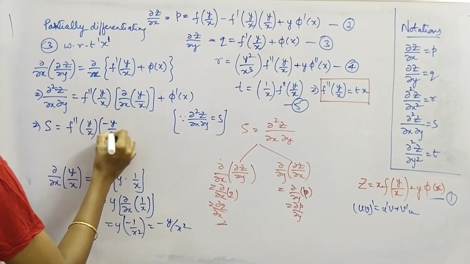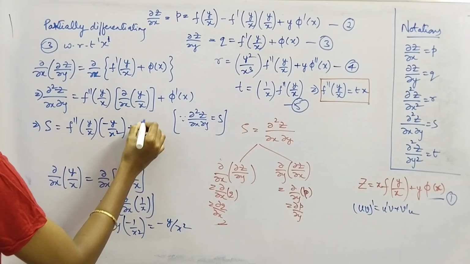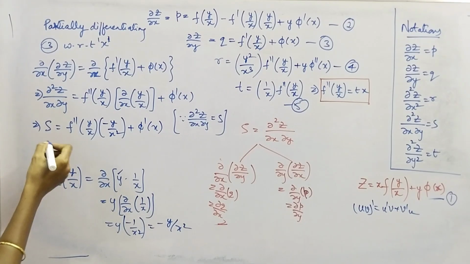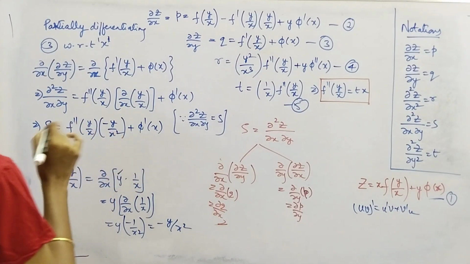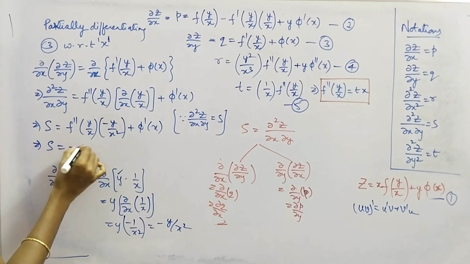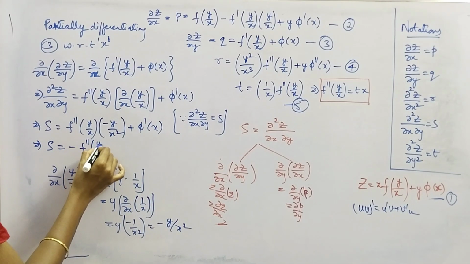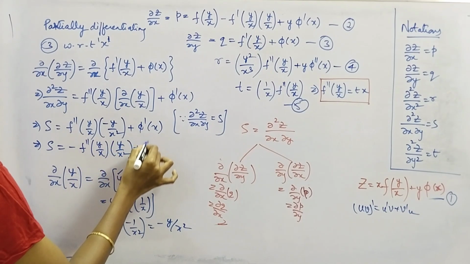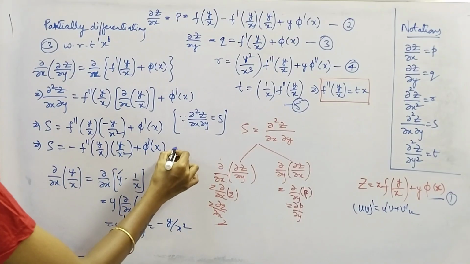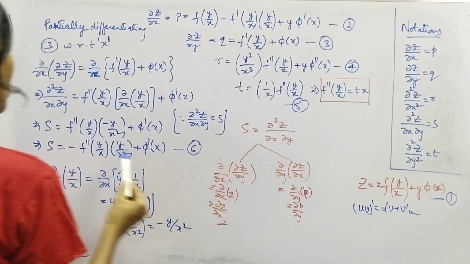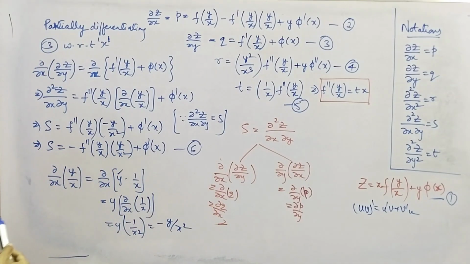You'll get minus y by x square here, plus phi dash of x. Okay, so this can be considered as equation number 6, or you can write this as s equal to minus f double dash of y by x into y by x square plus phi dash of x. Consider as equation number 6. Since we have f double dash of y by x is tx, just replace it by tx and see what you are going to get.